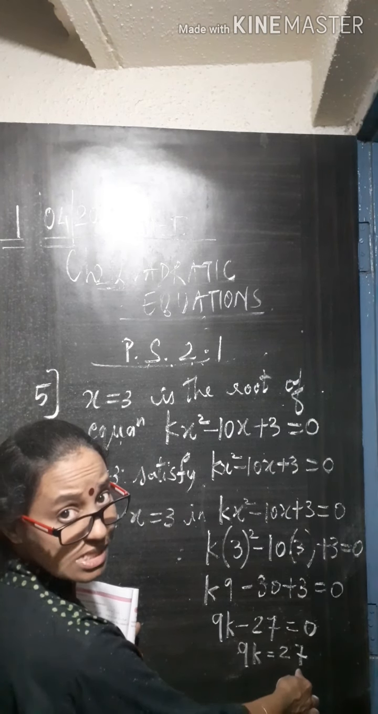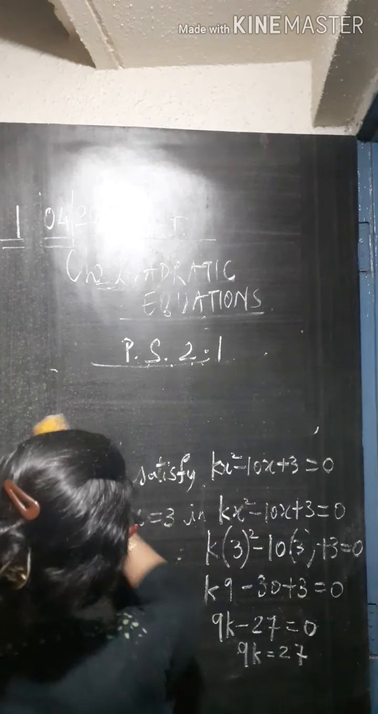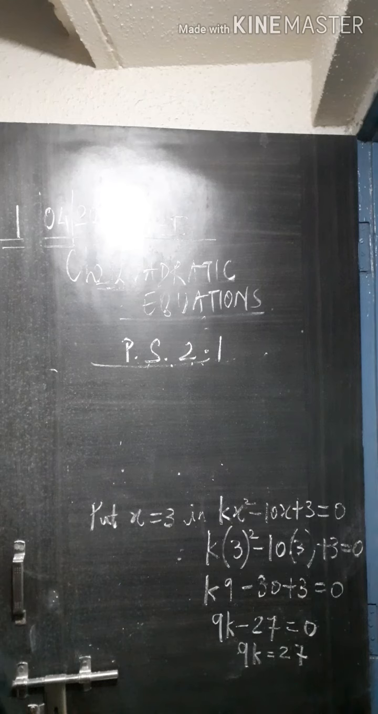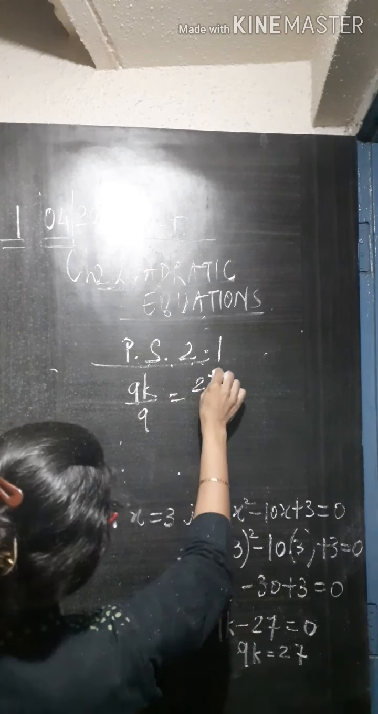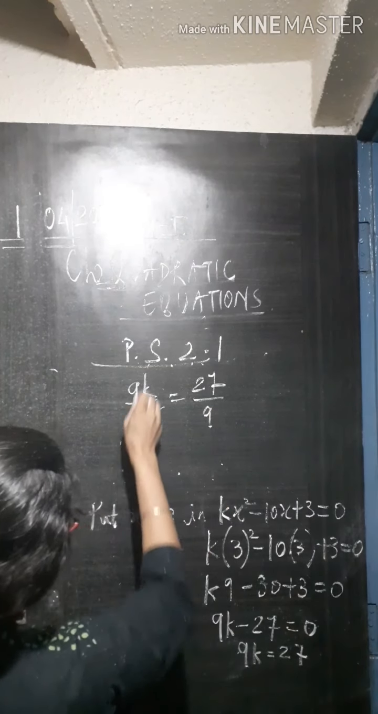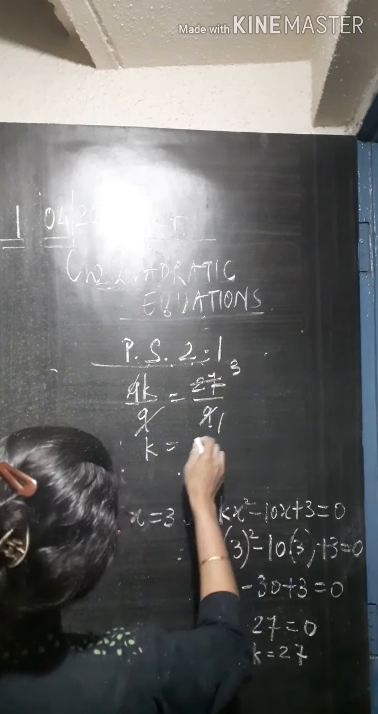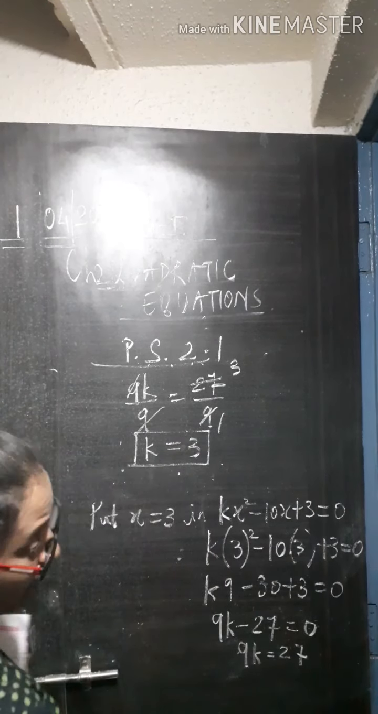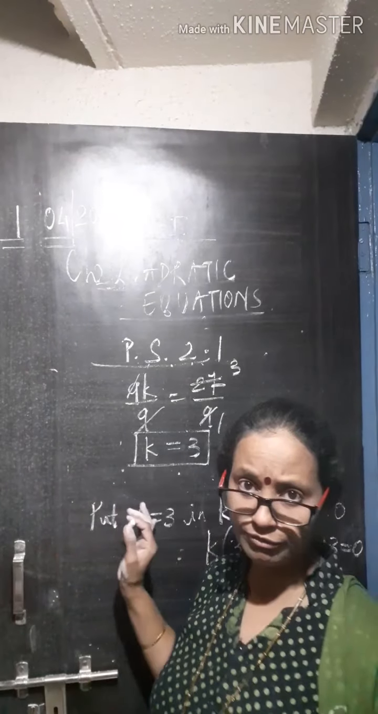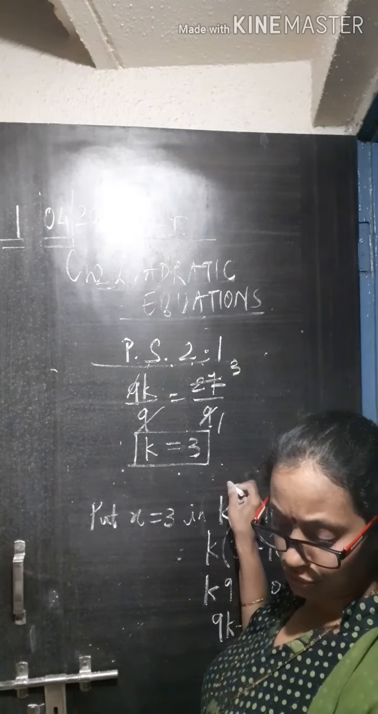Divide by 9 on both the sides. What do I get? If I divide by 9 on both the sides, what do I get? 9k upon 9 is equal to 27 upon 9. And 9 gets cancelled. K remains. 9 ones are 9, 9 threes are 27. So what is the value I'm going to get? K is equal to 3. So I have found the value of k, right? I found the value of k. K is equal to 3.